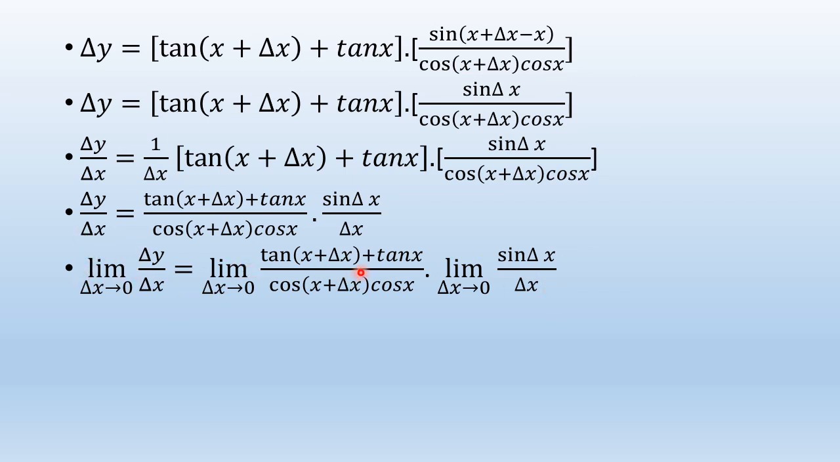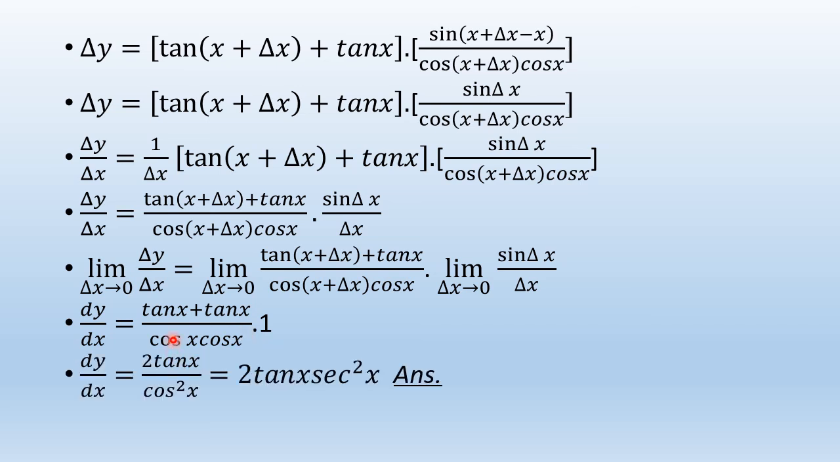What happens to this one? Just put a 0 here, just put a 0 here. That is it. And what happens to this one? This is simply limit when theta tends to 0 sine theta by theta. So this limit is just equal to 1. So here it is. Tan x plus 0 becomes tan x plus tan x. Cos x plus 0 becomes cos x into cos x. So here it is. Dy by dx is equal to tan x plus tan x by cos x into cos x whole multiplied by 1.